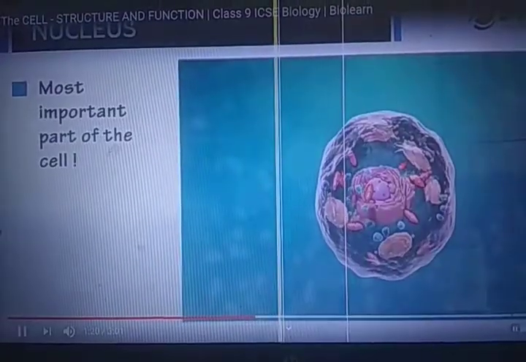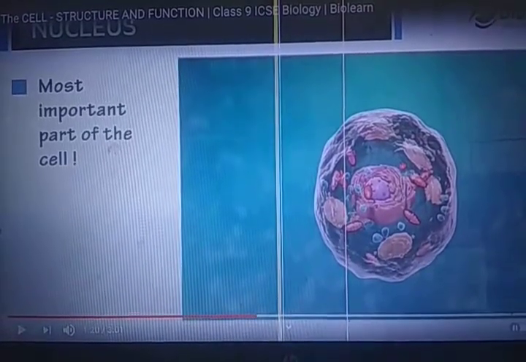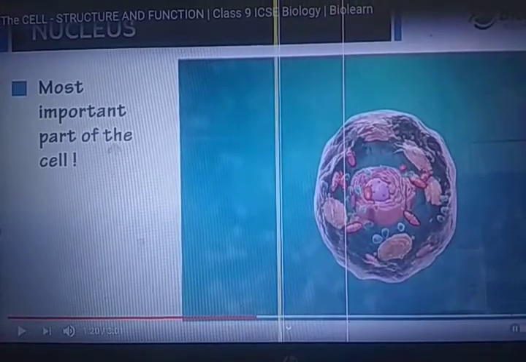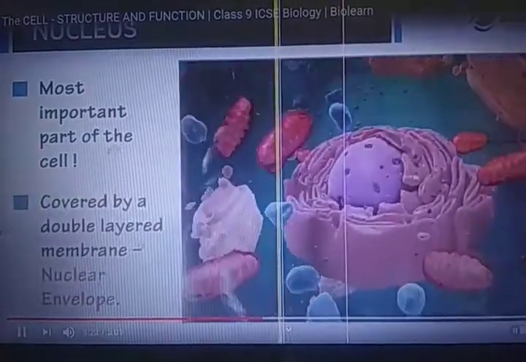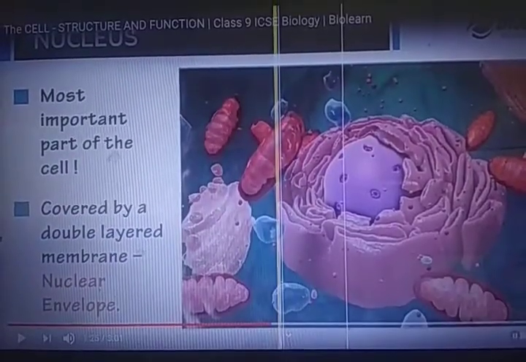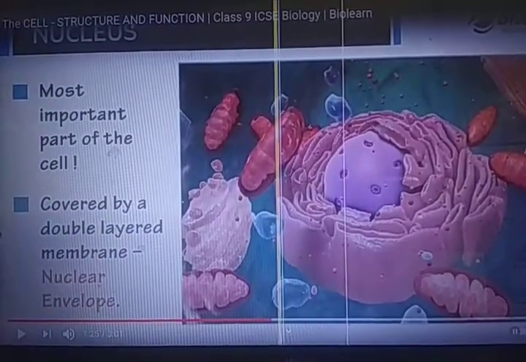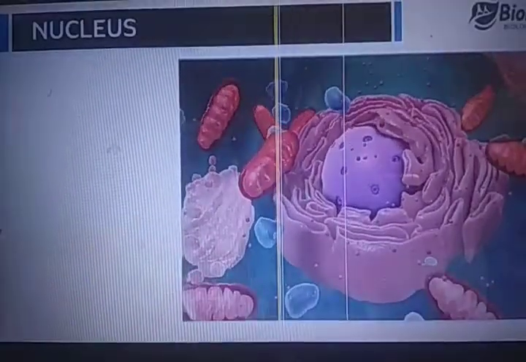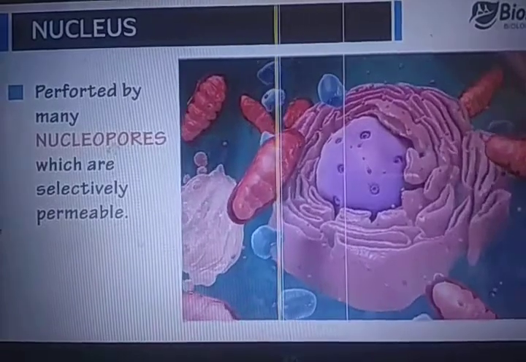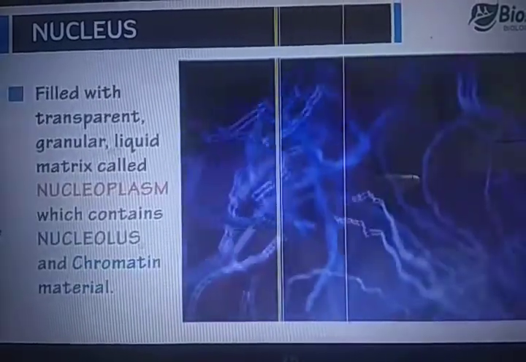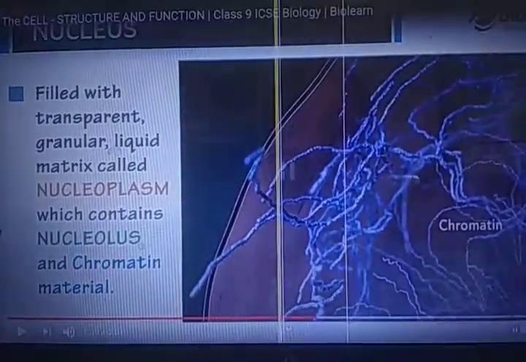The second part we'll study is the nucleus. It is the most important part in the cell. Why is it important? We'll study about the nucleus. It is covered by a double layer membrane called the nuclear envelope, perforated by many nucleopores which are selectively permeable. Here you can see the pores. Through the pores the water can enter and escape.